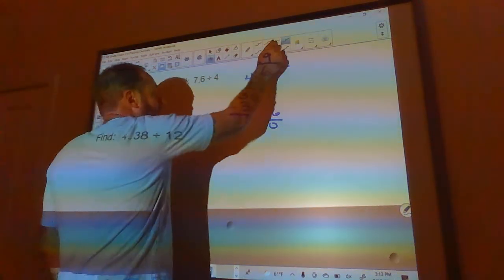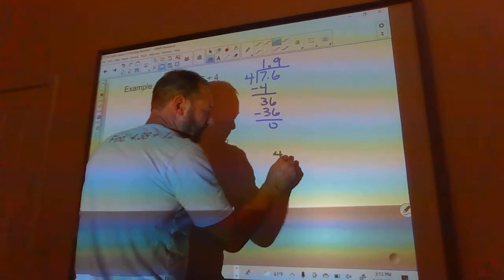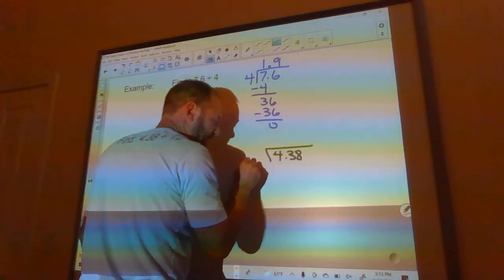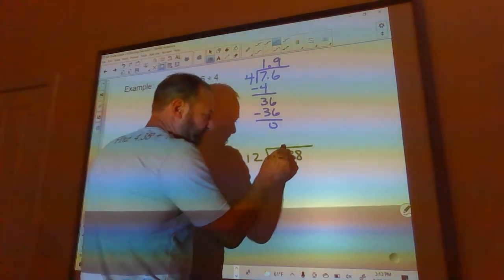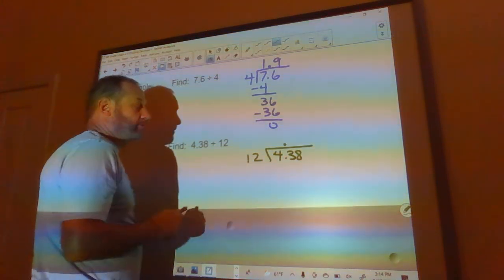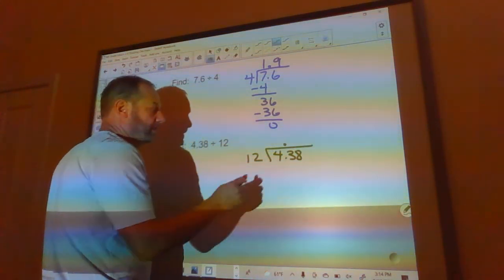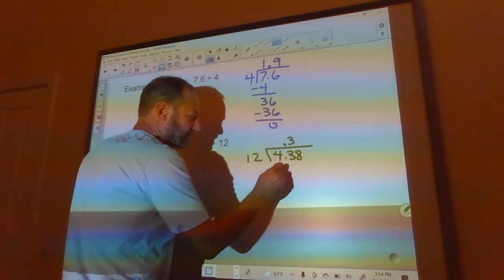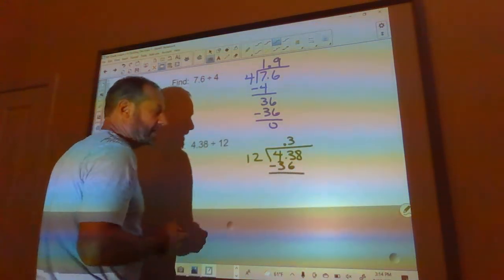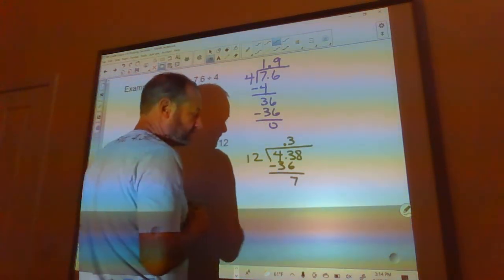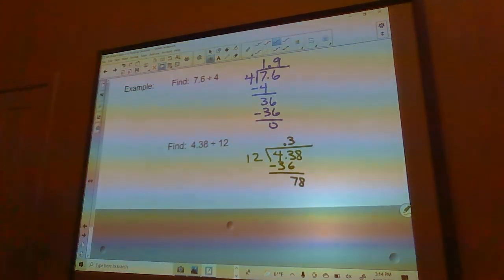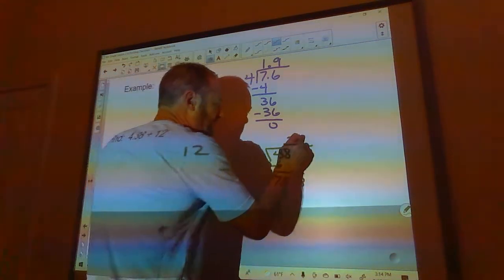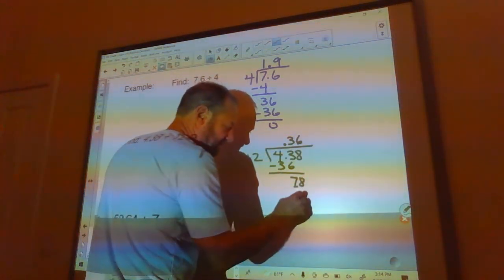Okay, this one looks a little tougher. 4.38 divided by 12. Okay, so move my decimal up first. 12 will not go into 4, but 12 will go into 43 3 times, because 3 times 12 is 36, and when I subtract, I get 7. And then I drop down my 8. Okay, 12 goes into 78. Let's see, that'll go 6 times. 6 times 12 is 72.